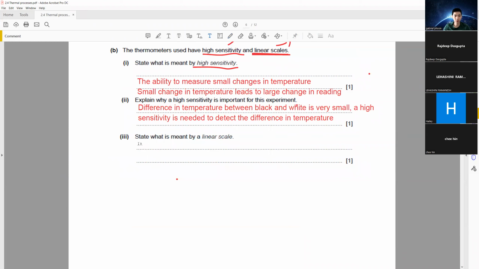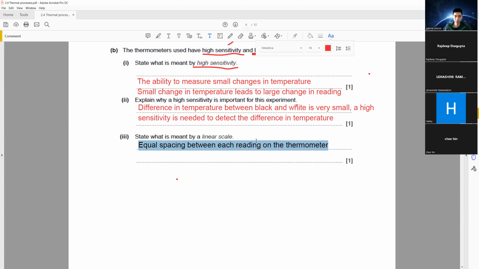So from here, your answer will be the same thing: equal spacing between each reading on the scale. Okay, guys, anyone's got any questions from this part here?